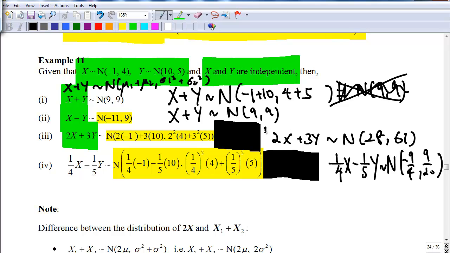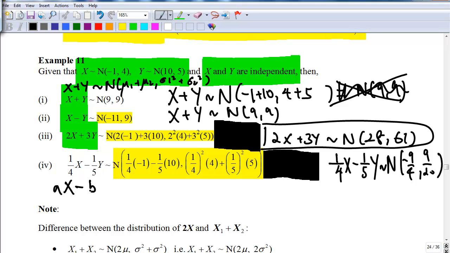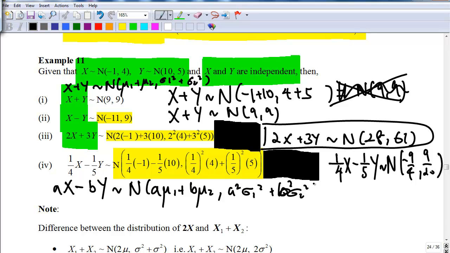Now you can try the same for part 3. This is the answer for part 3. Then maybe I can show you part 4. Now part 4, it looks like we have aX minus bY. And from our table, we can say that this is the same as a mu 1 plus b mu 2, then you have a squared sigma 1 squared plus b squared sigma 2 squared. So all you need to do now is to fill in what you see for a, mu 1, and so on. So that's why you have this here. Then all you need to do is to press this on your GC or your calculator. You have this as your answer.